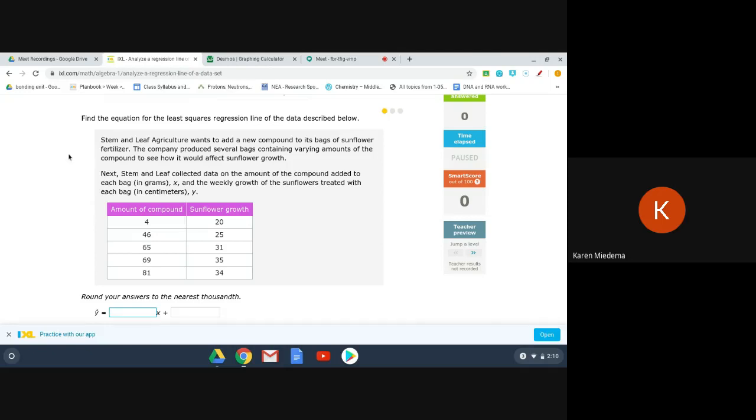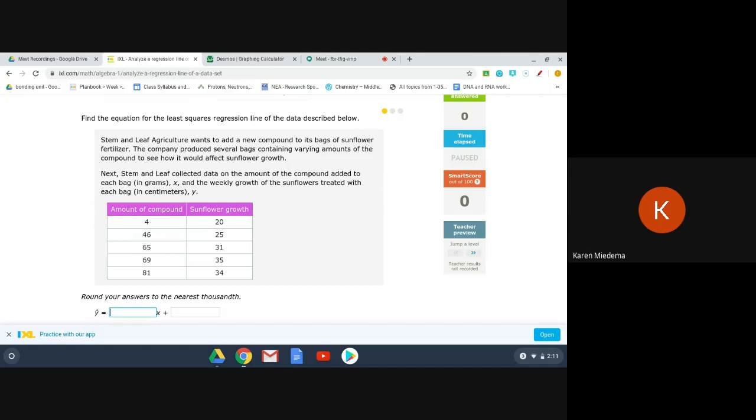It says find the equation for the least squares regression line of the data described below. Stem and Leaf Agriculture wants to add a new compound to its bags of sunflower fertilizer. The company produced several bags containing varying amounts of the compound to see if it would affect sunflower growth. Next, Stem and Leaf collected data on the amount of the compound added to each bag in grams, X, and the weekly growth of the sunflowers treated with each bag in centimeters, Y.